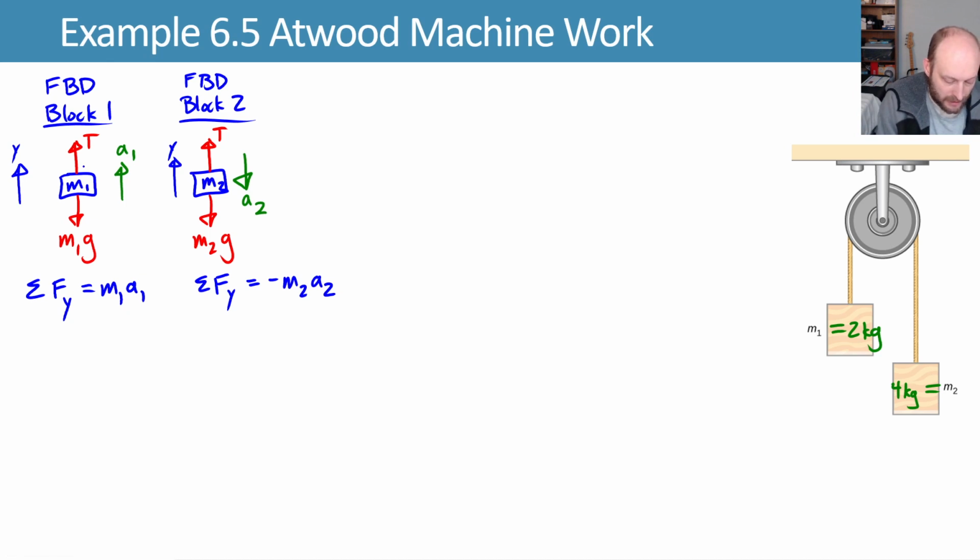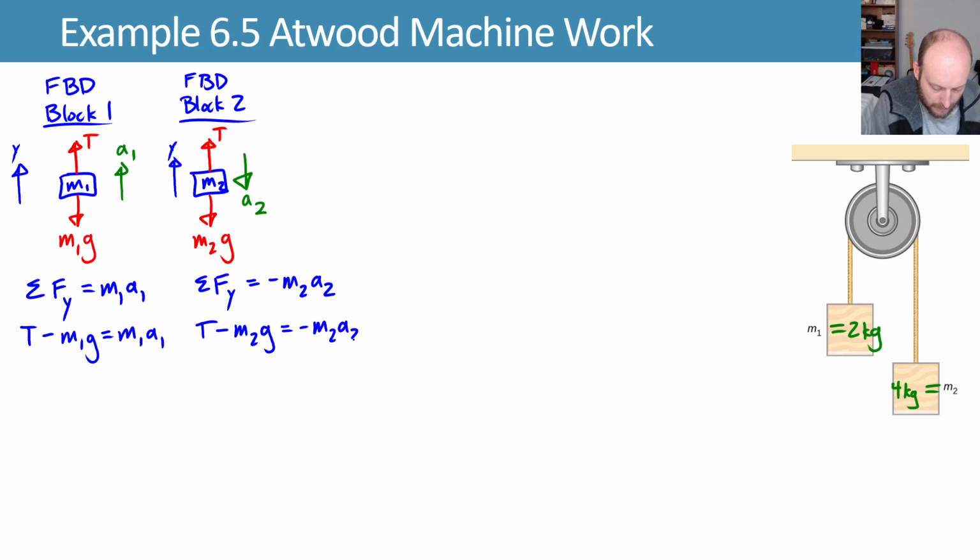Now, what are these forces? Well, tension is pulling up and m1g is going down, so it will be tension minus m1g is equal to m1a1. And here you'll similarly have tension minus m2g is equal to minus m2a2. And this is the same tension because it's in the same rope. So the pulley just redirects the tension over the rope, or over the pulley, I should say.